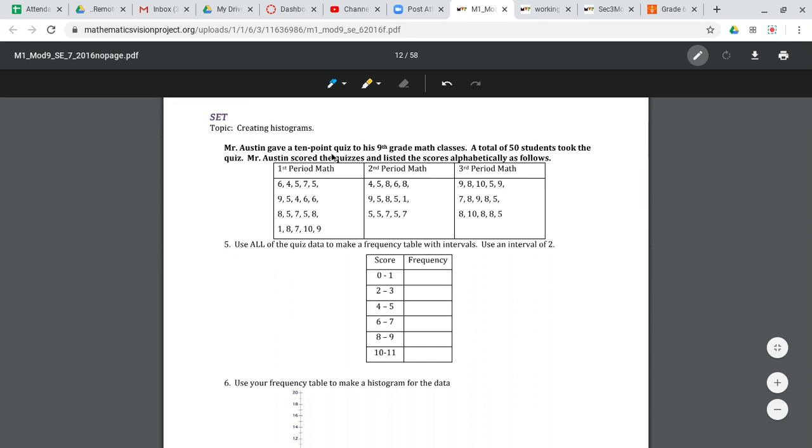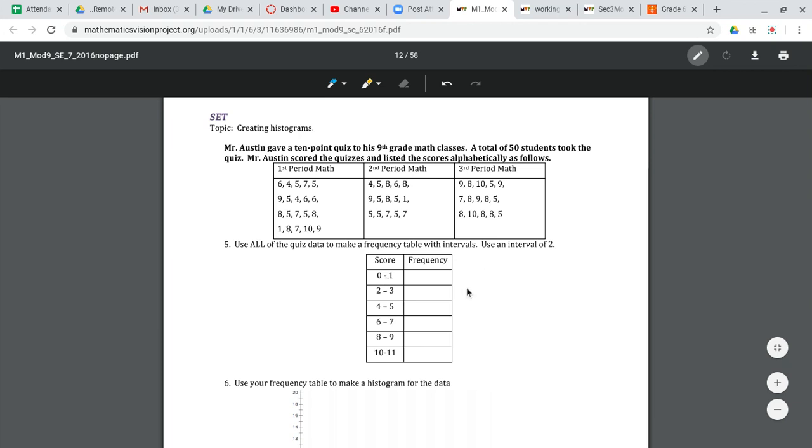All right, the next thing we're looking at is creating histograms. Mr. Austin gave a 10-point quiz to his 9th grade math classes. A total of 50 students took the quiz. Mr. Austin scored the quizzes and listed the scores alphabetically as follows. So first period, we've got all those scores. Then we've got second period and third period. So for 5, we're going to use all of the quiz data to make a frequency table with intervals. Use an interval of 2.